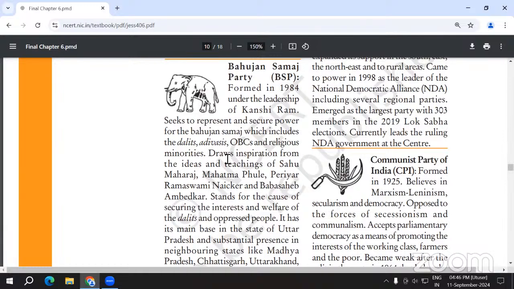When it is asked, sometimes you will get this particular symbol and be asked which party it is and what it stands for. So 1 mark for identifying the party, and then 4 marks for the points. That is why I am telling you that this way you have to write each point. What is that? It stands for the cause of securing the interest and welfare of the Dalits.